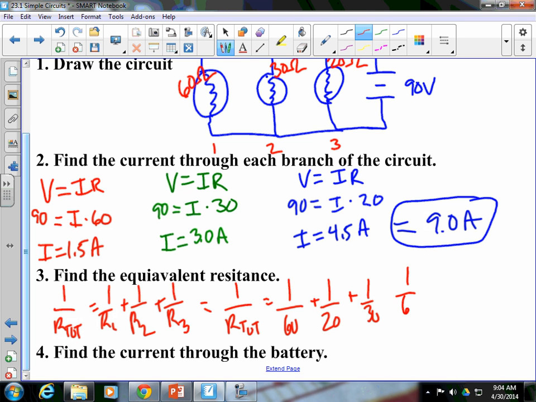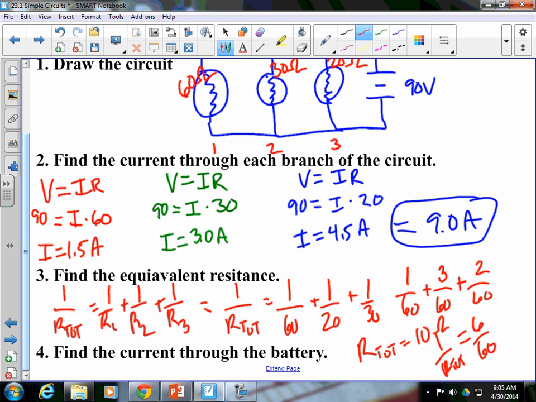So 1 over 60 plus 1/20th would be 3 over 60 plus 1/30th would be 2 over 60, and you would get 6/60ths. Well, 1 over R total equals 6/60ths. You simplify that, and again, you could do this by hand doing fractions, or you could do it in your calculator. R total is going to be 10 ohms. So the total equivalent resistance on that entire parallel circuit is 10 ohms.